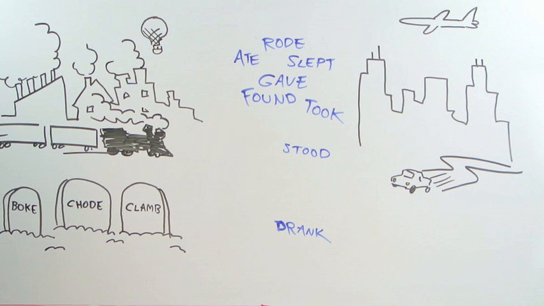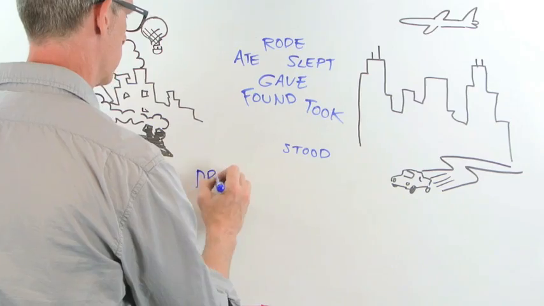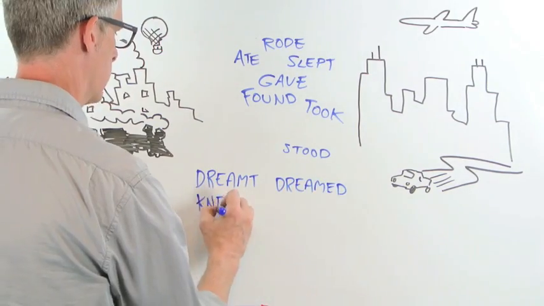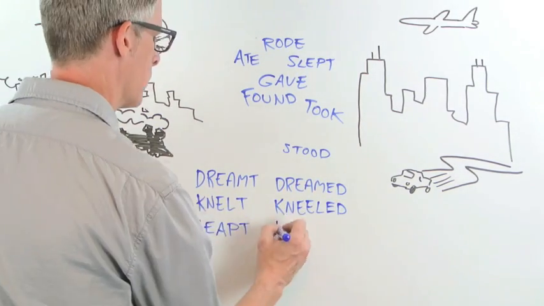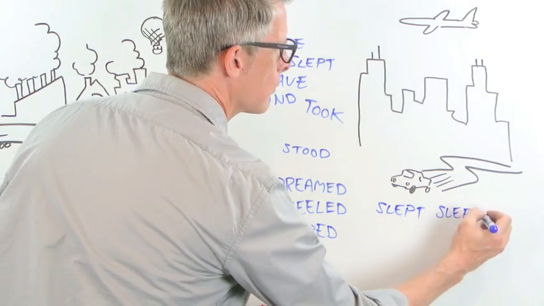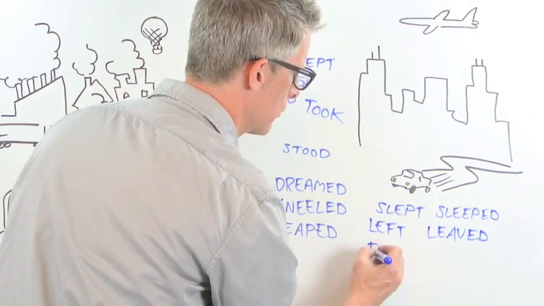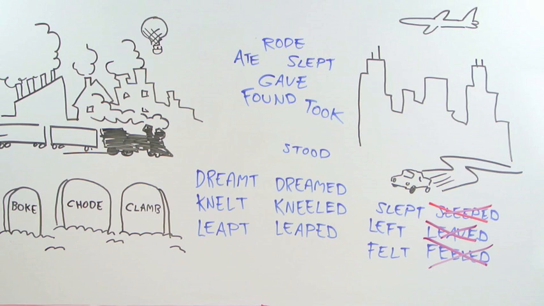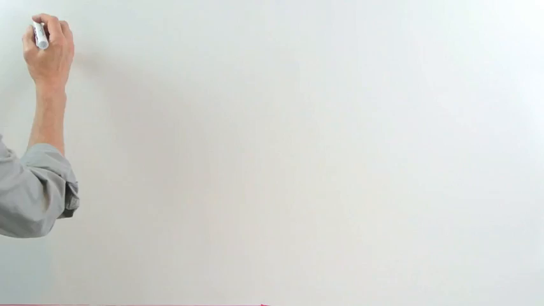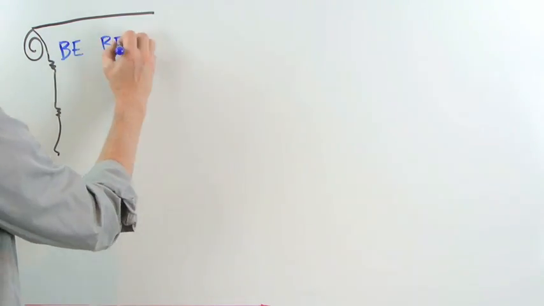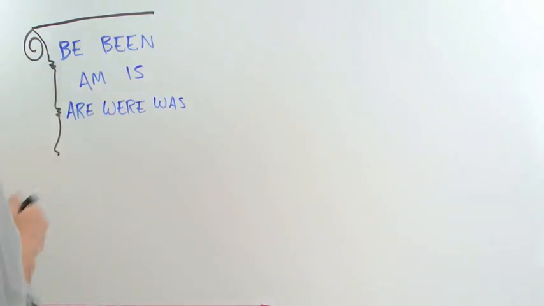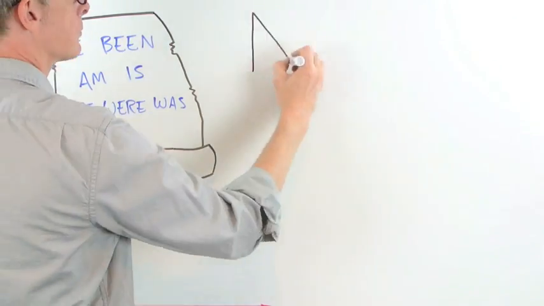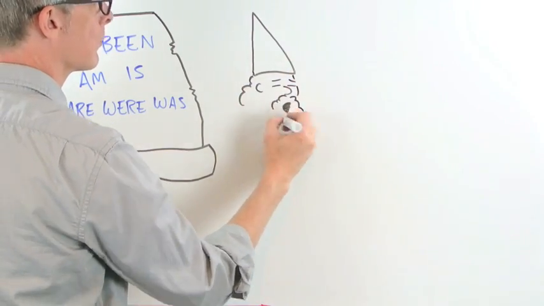Even today, while some words like dream, kneel, and leap show some wavering between regular and irregular patterns, the really frequently used ones like sleep, leave, and feel resist regularization. And the really, really frequently used verbs like to be, they tend to be the most irregular of all, and they echo back to even older patterns and ancient historical changes.